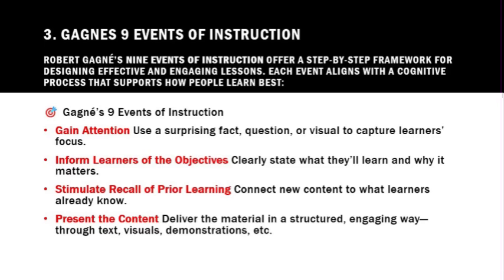Next, inform learners of the objective. It means we want to clearly state what they will learn and why it matters. The third event is stimulate recall of prior learning, connecting new contents to what learners already know. After that, we have present the contents. After connecting the contents, we have to deliver the material in a structured, engaging way through text, visuals, demonstration, etc.